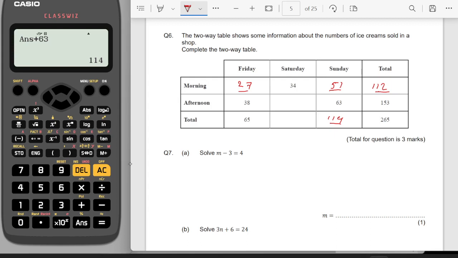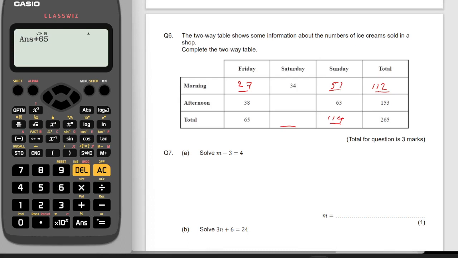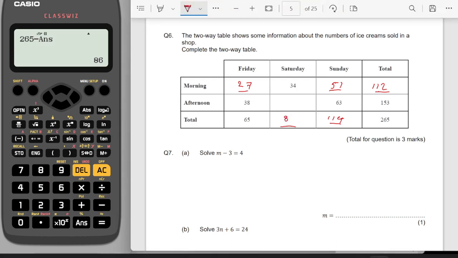Actually, I'll do this one next, just because I've got it on my calculator at the moment. So 114 plus 65 is going to be equal to that, and I want to do 265 minus that. So 86. And then I should be able to do this one two ways.